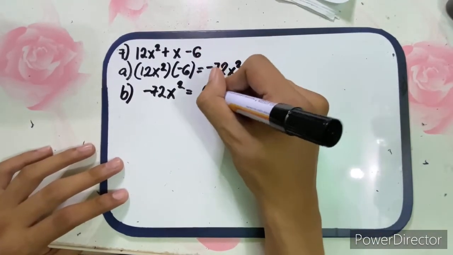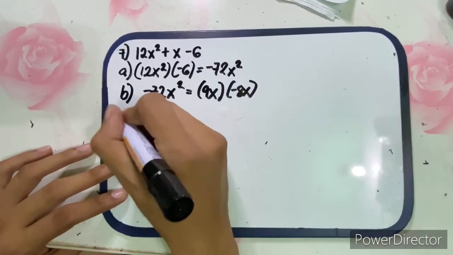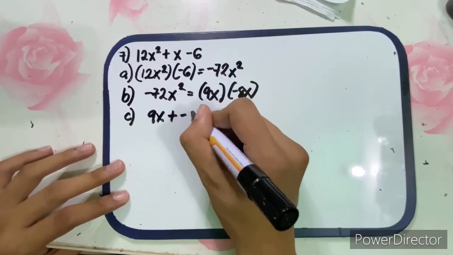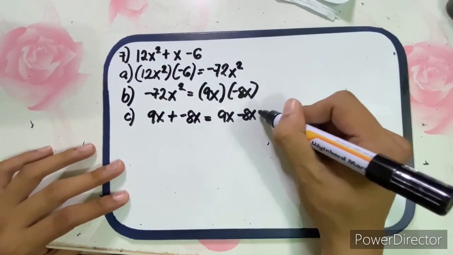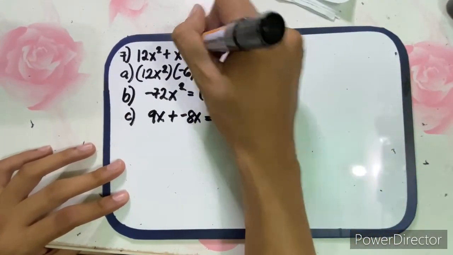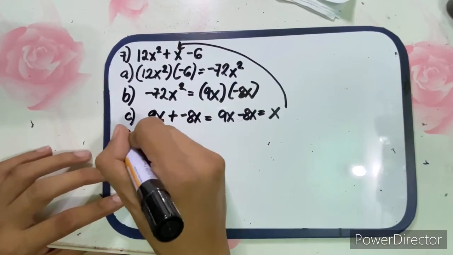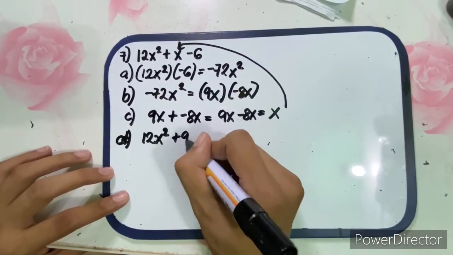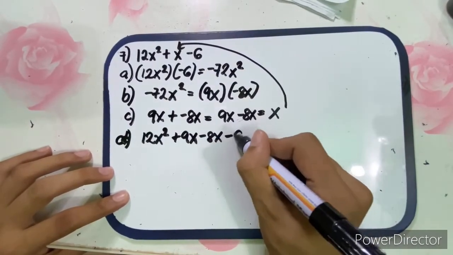So I will write here 9x multiplied by negative 8x. Next, try to add. 9x plus negative 8x, or shall we say 9x minus 8x. The result is 1x or x, and it is equal to the second term, right? So therefore, you can write here for step D, 12x squared. So your x will become plus 9x minus 8x minus 6.